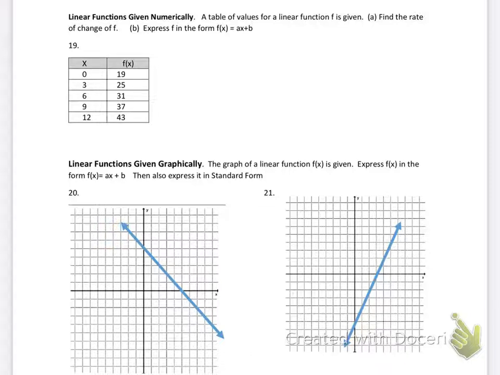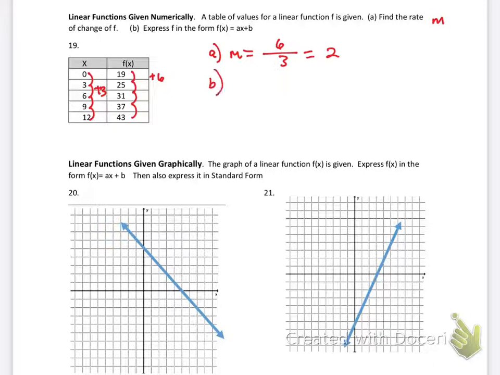So 19. This is a table. So first we need to find the rate of change. So that's just the change in y, right? What is the y going up by or down by every time? It's actually going up. So we're going up by 6 on the y. And remember, rate of change is change in y over change in x. So 6 over, what is x going up by? It's going up by 3. So my rate of change is 2. So that's my m.